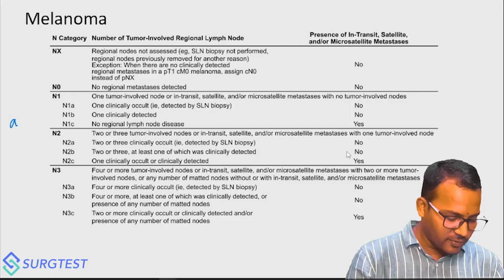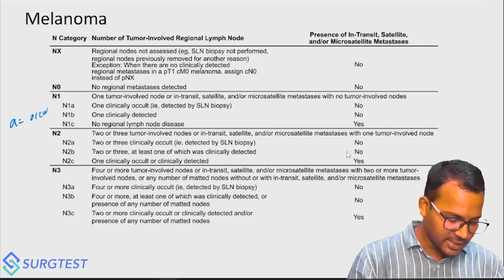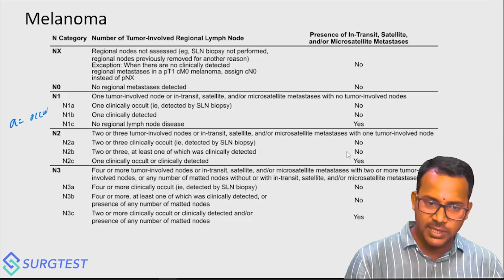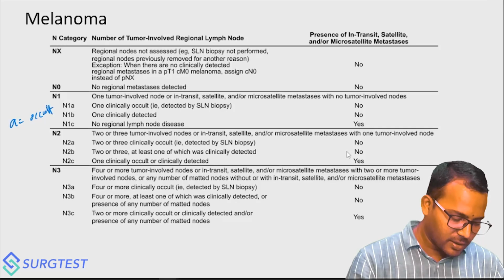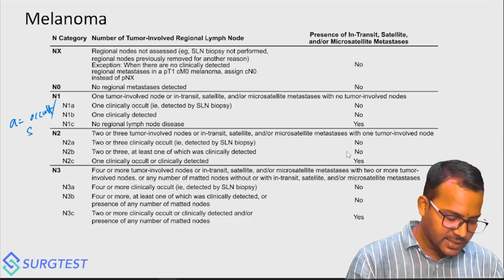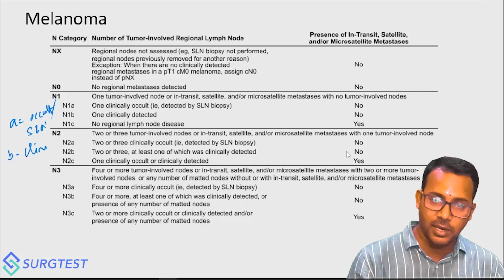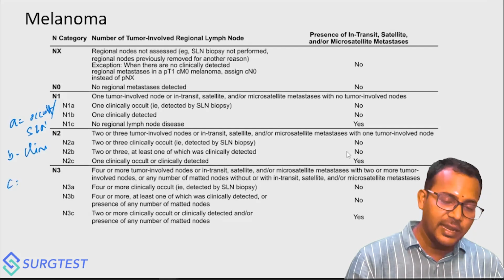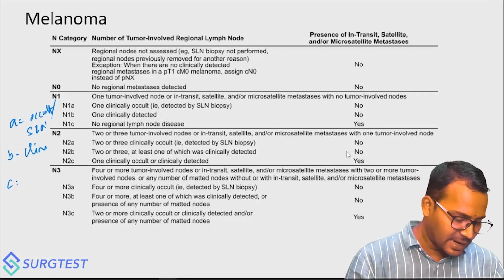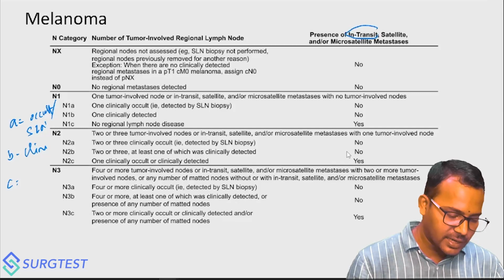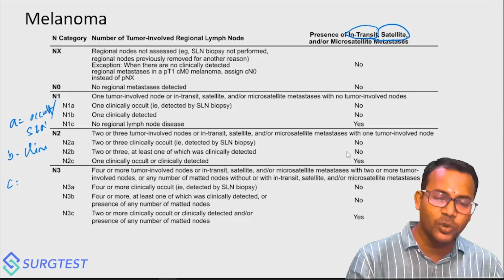A is always an occult node. You will have N1, N2, and N3. That is basic. In N1 you have A, B, C, in N2 A, B, C, and in N3 also A, B, C. A is basically an occult node, or a node identified by sentinel lymph node biopsy. B is a clinical node, that means you have seen it clinically, and C is an in-transit lesion. You cannot have a node, but ultimately you will have a satellite lesion or an in-transit lesion once it comes to C.